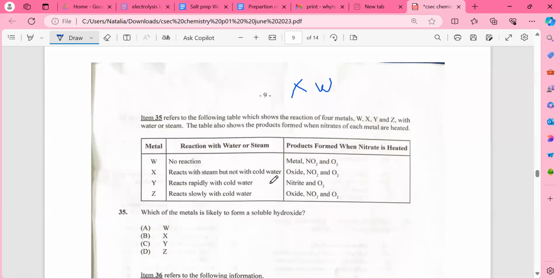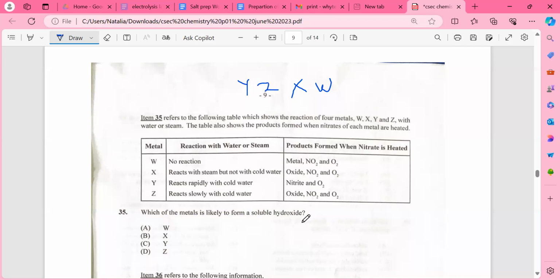Reacts rapidly with cold water and forms nitrate and nitrite. Nitrites are formed when the nitrate decomposes and gives off oxygen. So Y is the most reactive. It behaves like sodium or potassium. And Z reacts with cold water slowly. So that means Z is the next.